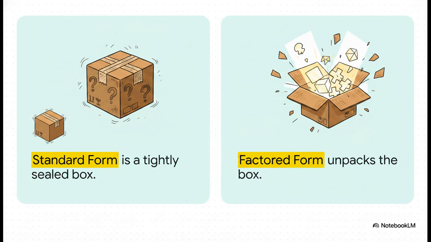Think of it like this. Standard form is basically a tightly sealed box. You know for a fact there's something valuable inside, but you just can't see it yet. By factoring it into binomials, we're unpacking that box to finally see the answers hidden in there. And here's the magic. Because the whole thing is equal to 0, if we can make just one of those unpacked pieces equal to 0, boom, we've solved the puzzle.